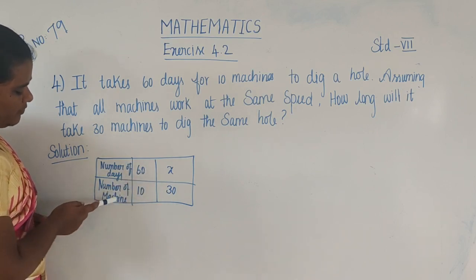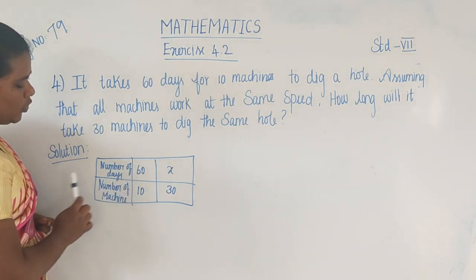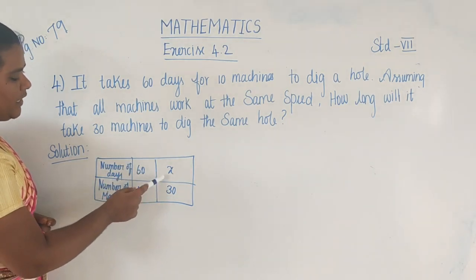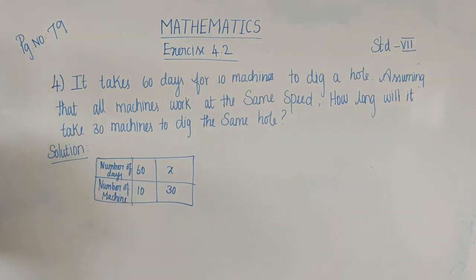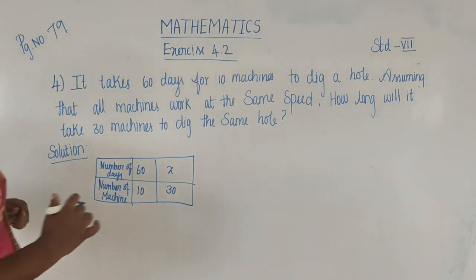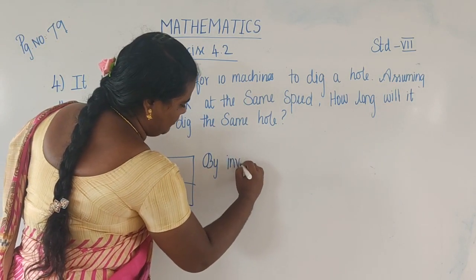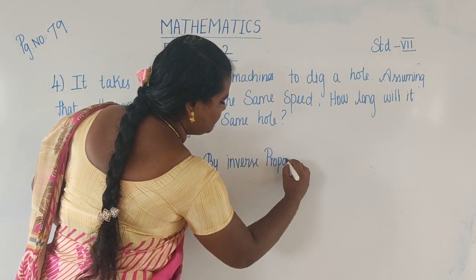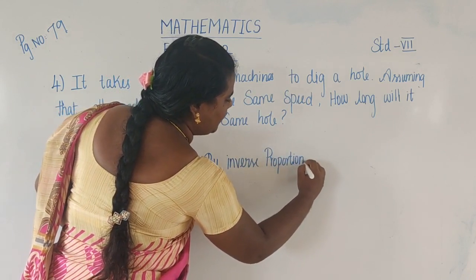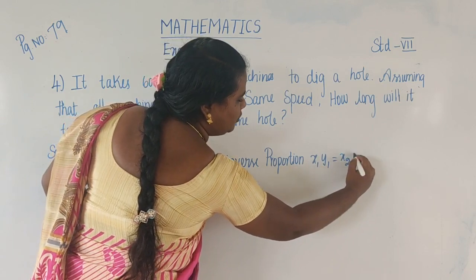How? With 10 machines, the time taken is 60 days. So with 30 machines, the time taken must be decreasing. So they are both inverse proportion. So by inverse proportion, x1 y1 equals x2 y2.